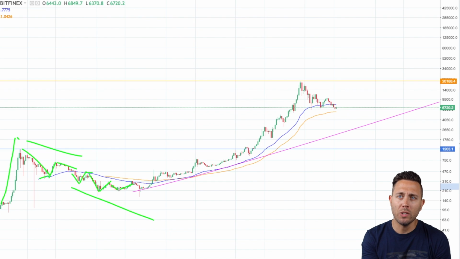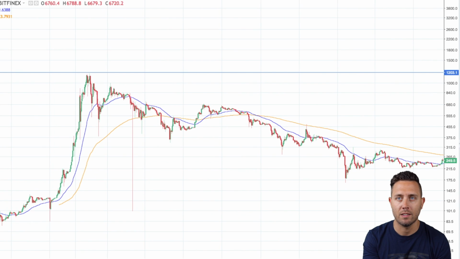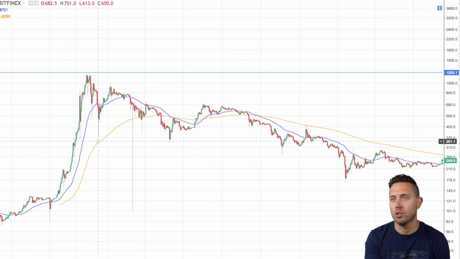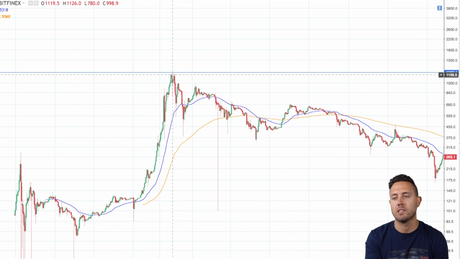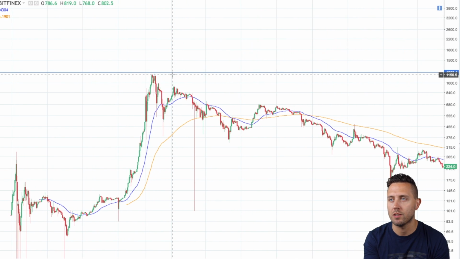So what that looks like, and I'm going to do this to paint a picture, I'm going to first get my price range on the daily. So let's get the price range on the daily, and let's look at the beginning of this bear market that we had starting in 2013.